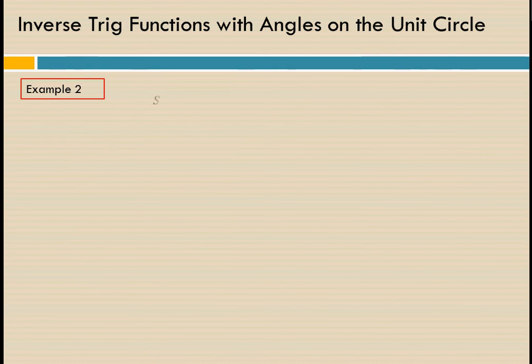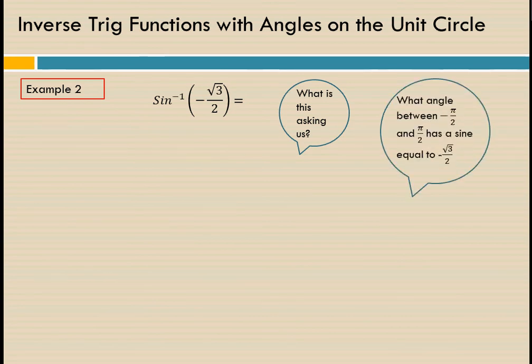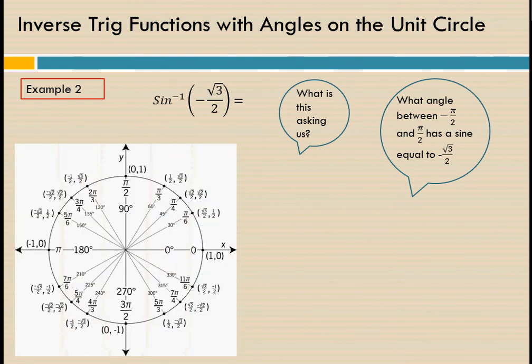Okay, let's get a little more complicated now. Sine inverse of negative square root of 3 over 2. So what is this asking us? Okay, same question. When it's sine inverse, what angle between negative pi over 2 and pi over 2 has a sine equal to negative root 3 over 2? Popping up a unit circle, highlighting negative pi over 2 to pi over 2. What angle are we looking at now? We're now looking at what seems to be 5 pi over 3.